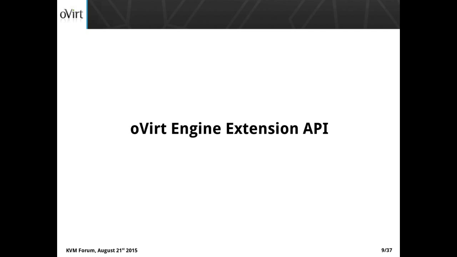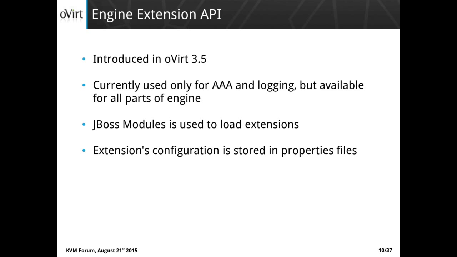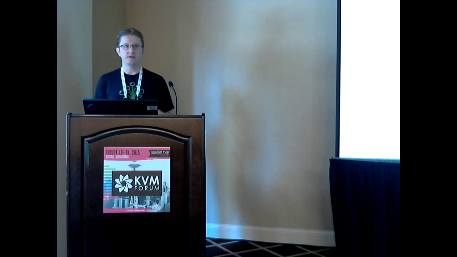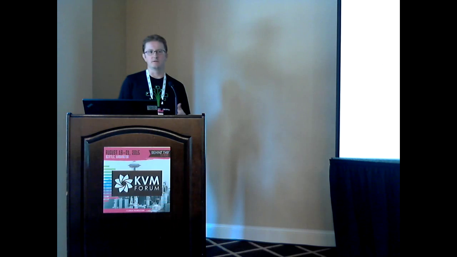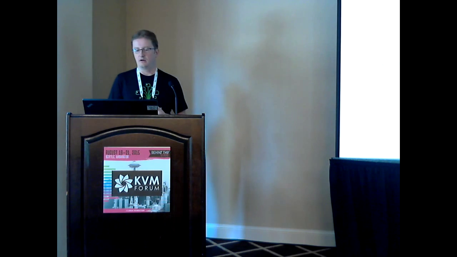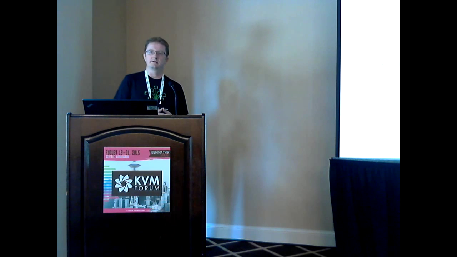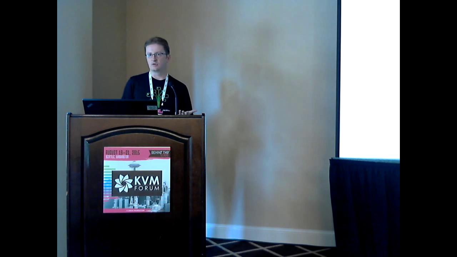The oVirt extension API was introduced in oVirt 3.5. At the moment, with stable 3.5 and the 3.6 version at the door, it's used for AAA and for logging, but it's possible to create new code using this API for pretty much everything. We are currently using JBoss Modules to load those extensions, and the extension is configured using text property files.